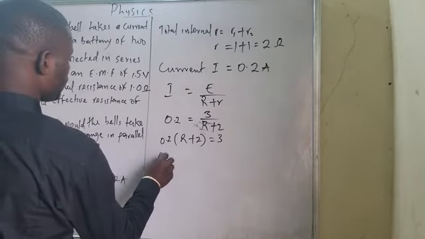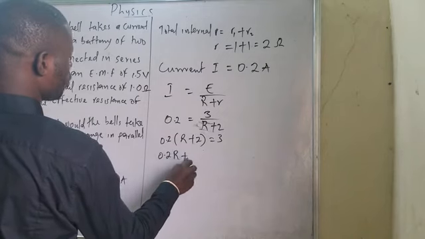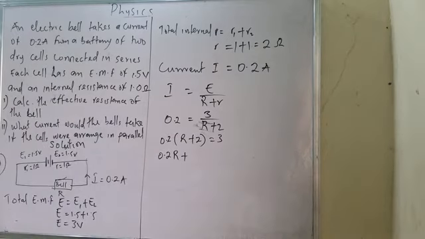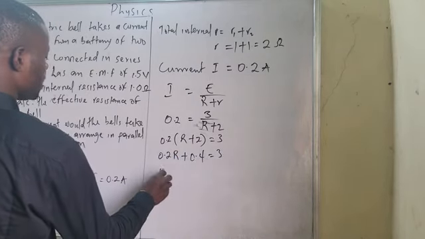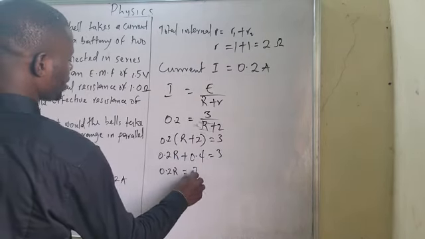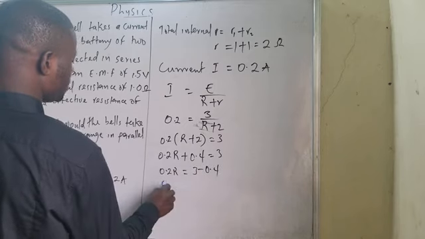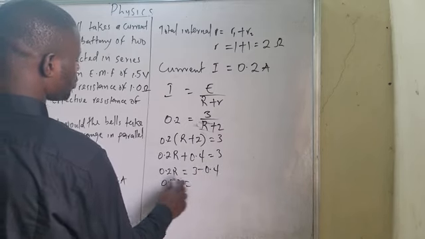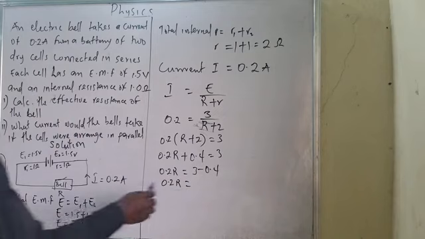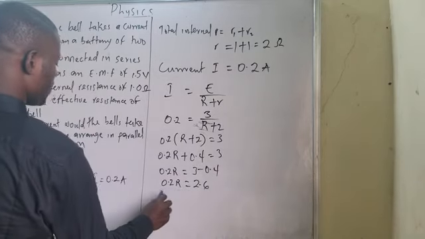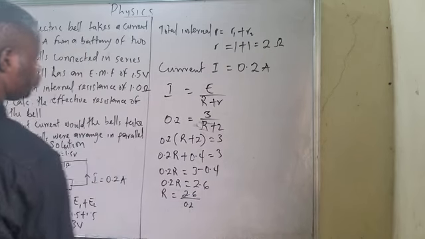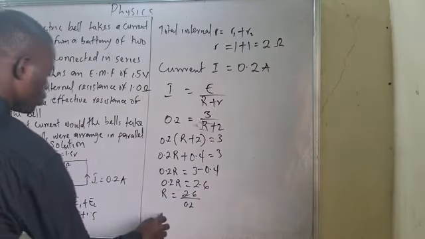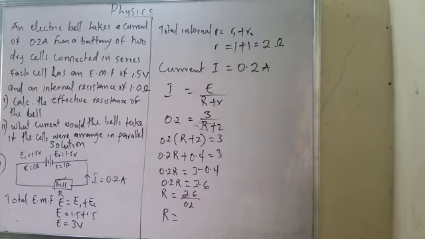Now 0.2R plus 0.4 equals 3. So 0.2R equals 3 minus 0.4, which is 2.6. My big R equals 2.6 divided by 0.2, which is 13 ohms.